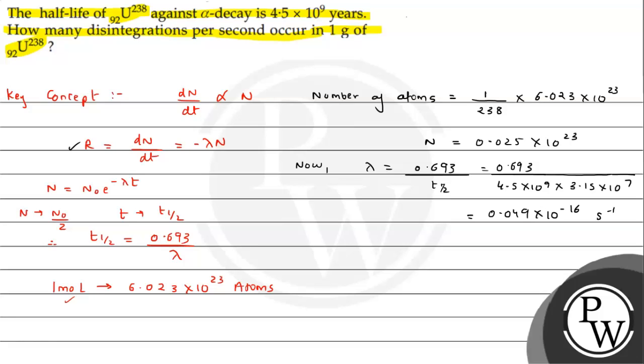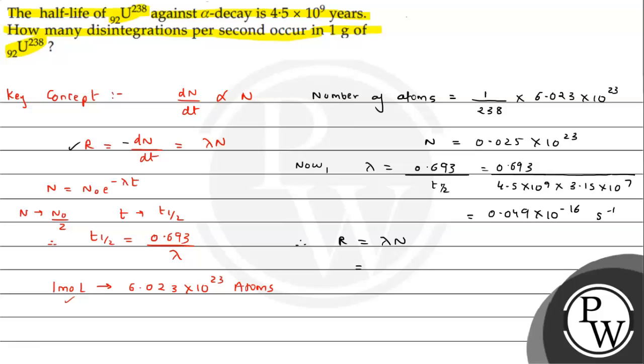We have the value of λ, we have the value of N, so we can calculate the rate. Therefore we can say the rate is λ into N. We have to be careful, the actual sign was minus dN/dt, so to avoid any confusion we write it here.